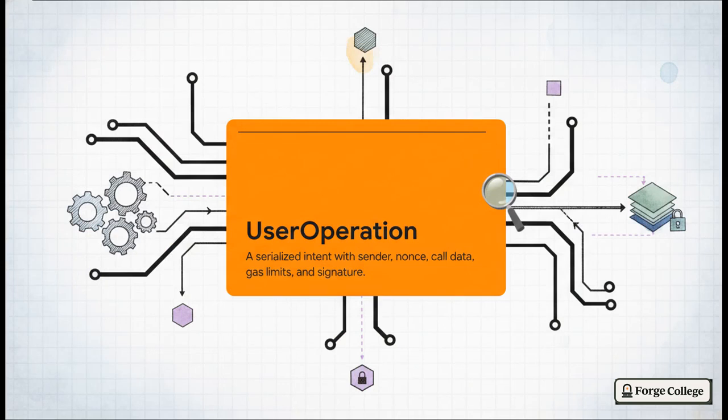Finally, the thing connecting this whole shebang together is the user operation. Now, this isn't an active moving component like the others. Instead, it's the central unit of work. It's essentially a serialized intent that contains your address, what you want to execute, your gas limits, and your signature. It's the package that all these other actors are desperately coordinating to validate and execute. It's the entire reason they're all working together in the first place.